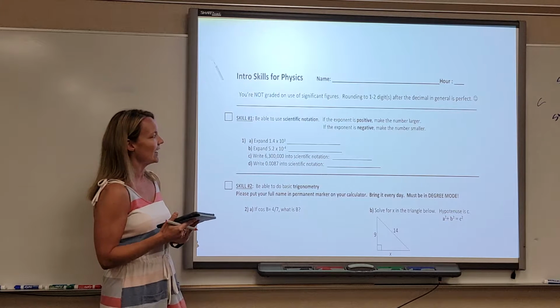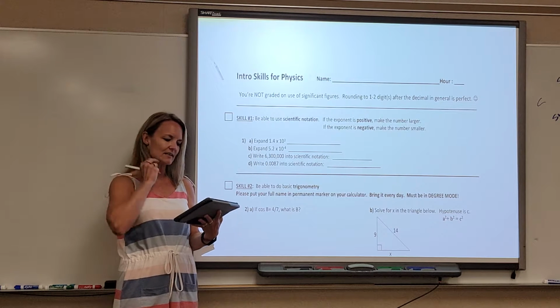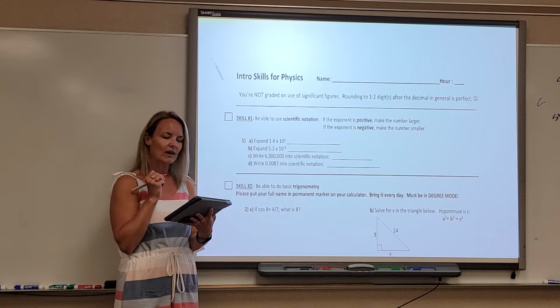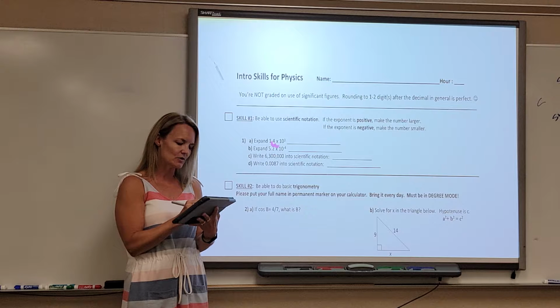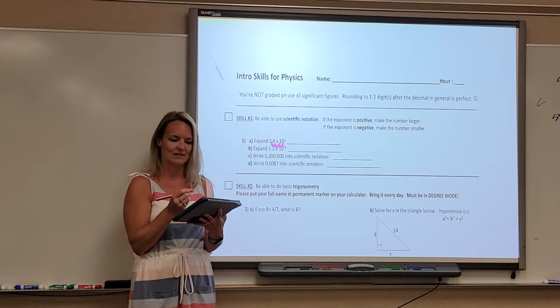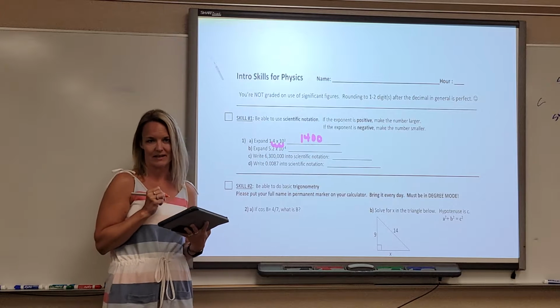So for part A, expand 1.4 times 10 to the third. The 3 tells us we're going to move it 3 spots over. Positive means we're going to make it bigger. So we're going to move 1, 2, 3. We're going to fill it in with zeros. So 1400 will be that expanded number.